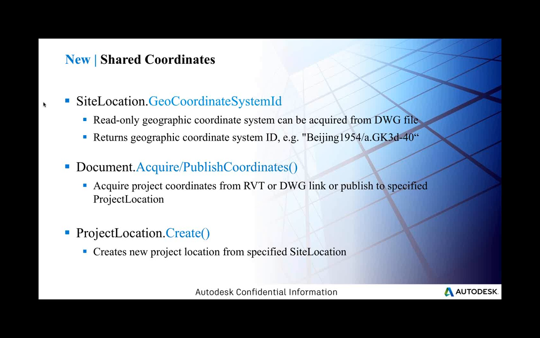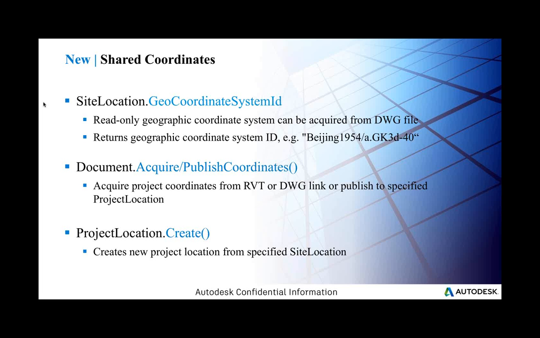Quite a lot has happened to the shared coordinates. We can query the geo-coordinate system ID, which returns a read-only geographic coordinate system that can be acquired from the DWG file, and that will return an identifier of the underlying coordinate system. This is not something that can be modified inside of Revit. It just reads that information from the DWG file and gives access to it inside of Revit.